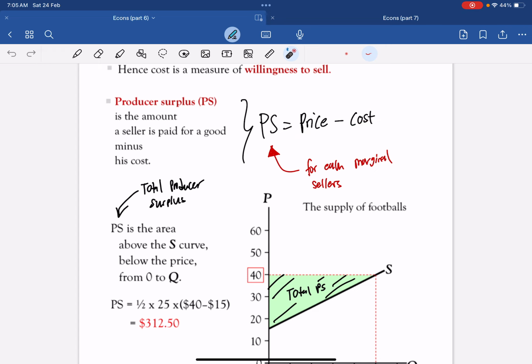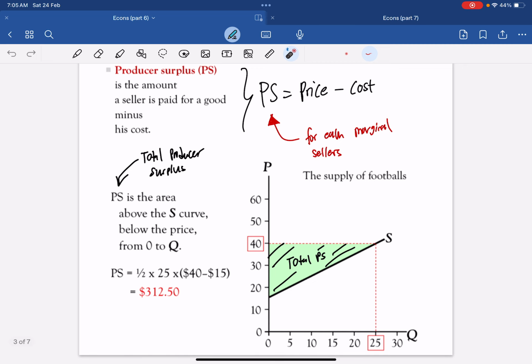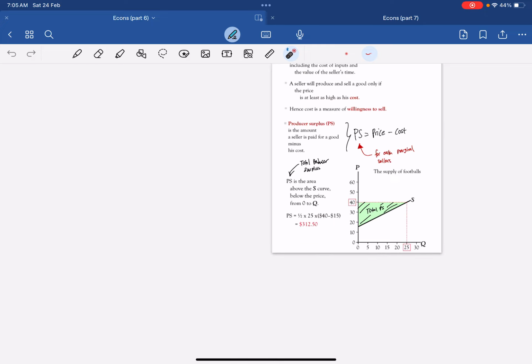And for total producer surplus, you just take the area above the supply curve but below the price. So you've got the price, anything below it, then you'll sell it. So these are your producer surplus in total.